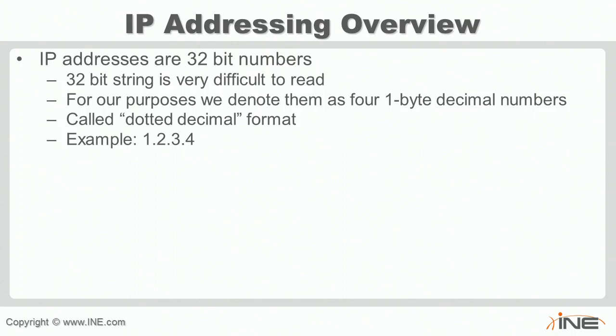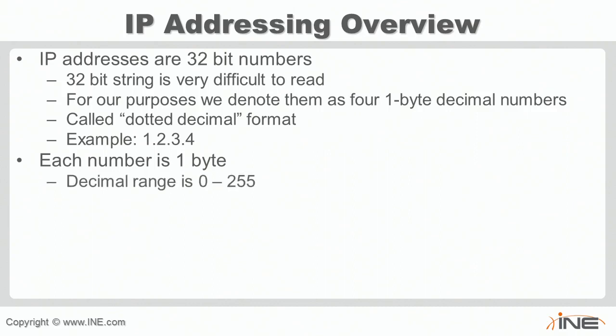So the formatting of the decimal is just for our purposes, to make it a little bit easier to read. Each of these numbers that are separated by the dots is going to represent 1 byte, which means that in decimal, the range is going to be from 0 to 255. And one of the things that we need to look at today is how the binary math, or the binary logic, of the addressing works to figure out what network I am on, what network other people are on, and then ultimately how I am going to send the traffic to them.